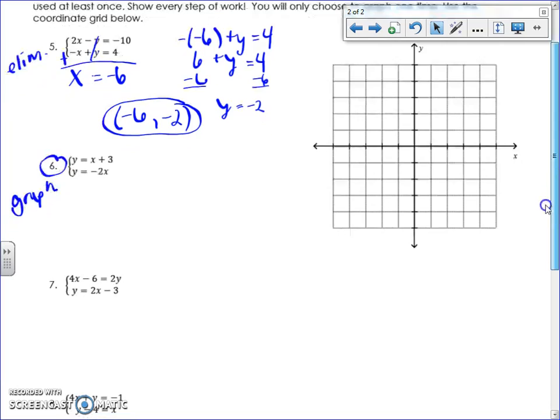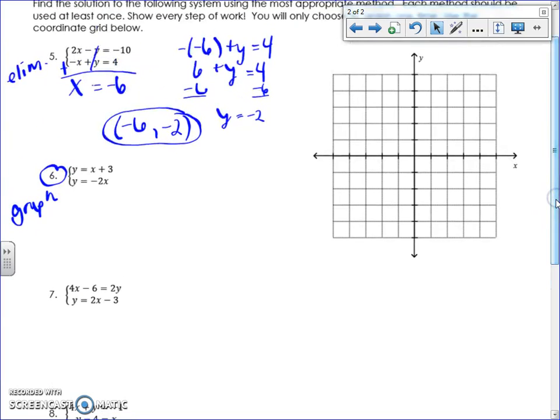Moving along, for number 6, I'm going to graph it on this graph here. So remember, when you have graphs, they're in y equals mx plus b form. Since these are in that form, it's easy to graph. Our b tells us our y-intercept. So where is it crossing through the y-axis? For this first equation here, my b is 3. So on my y-axis, I'm going to go to 3, and I'm going to put my first point, and then I'm going to look at the slope.